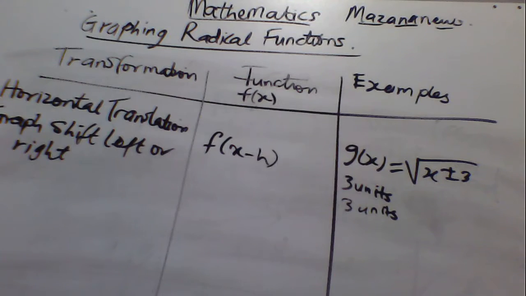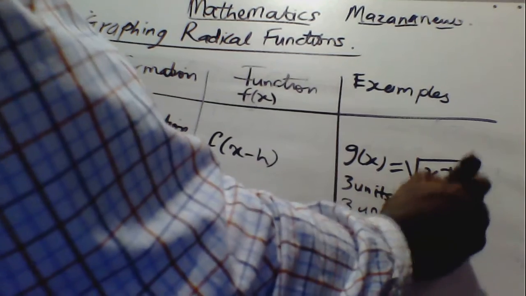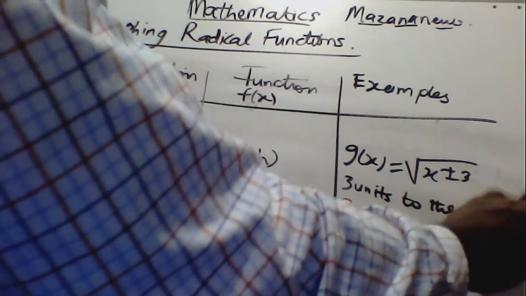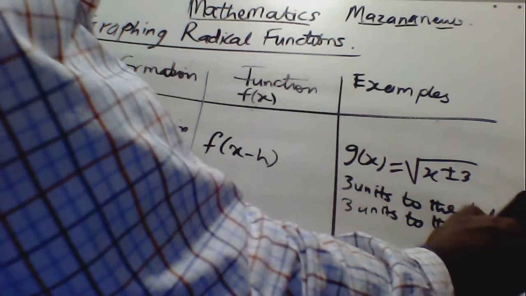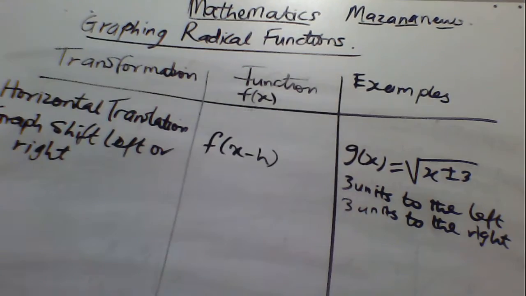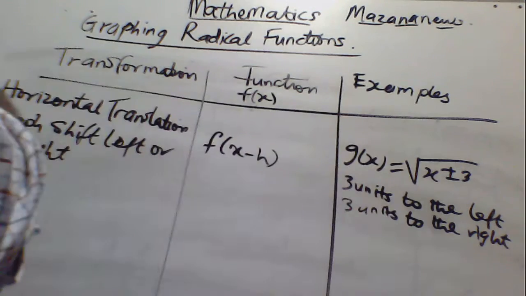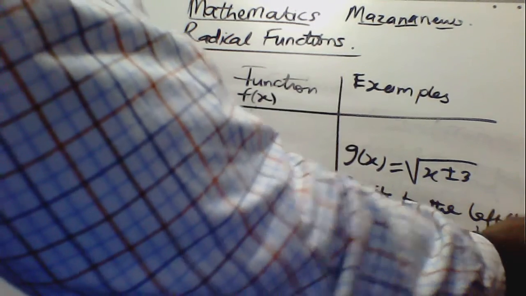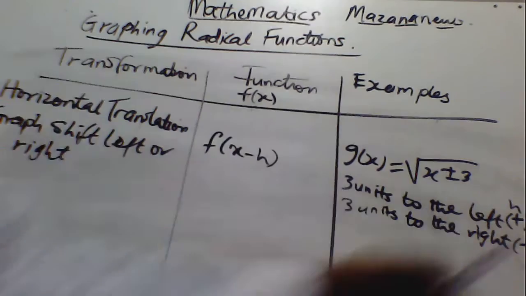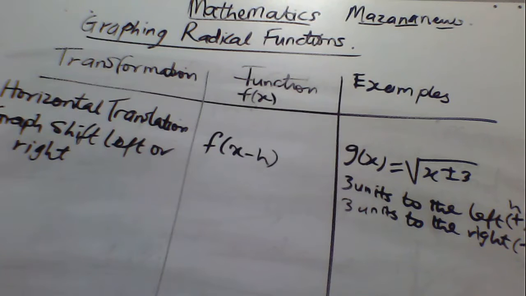So you have 3 units to the left, 3 units to the right. So for this example, for minus h, if it's plus, it goes to the left. If it's minus, it moves to the right. That is horizontal translation.